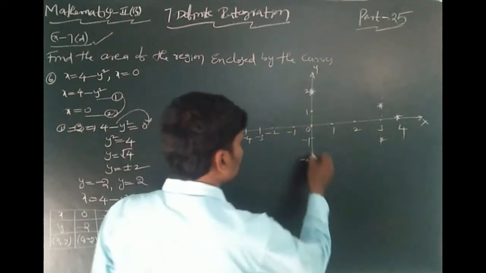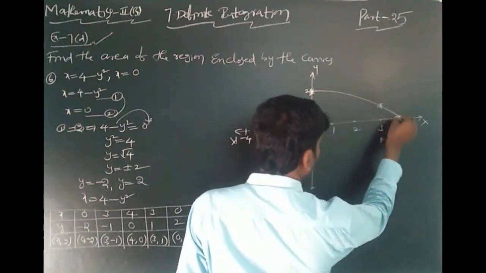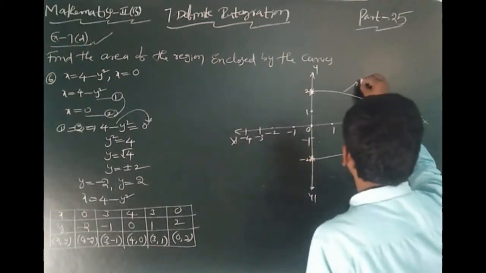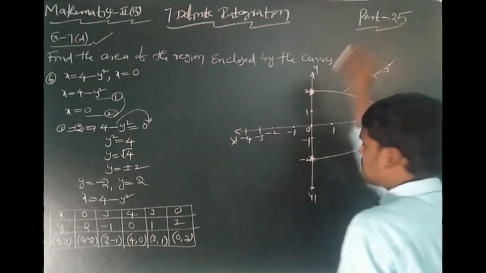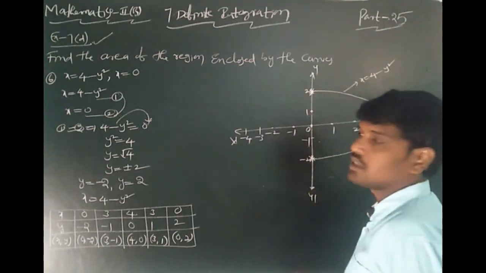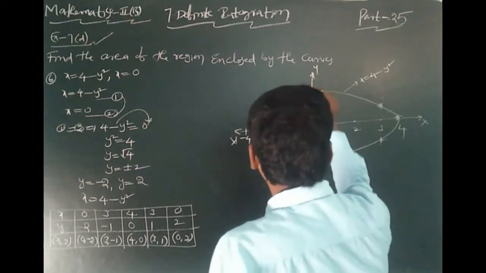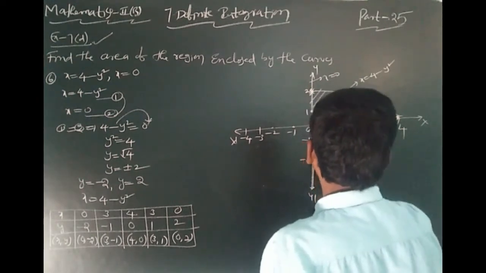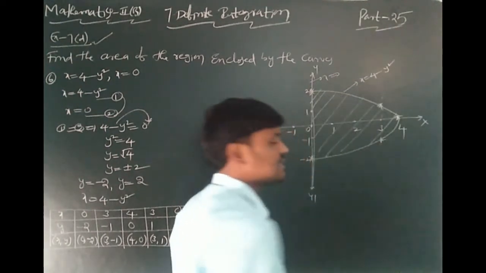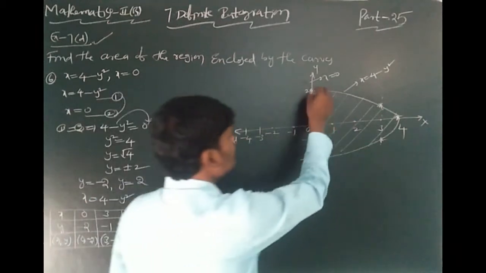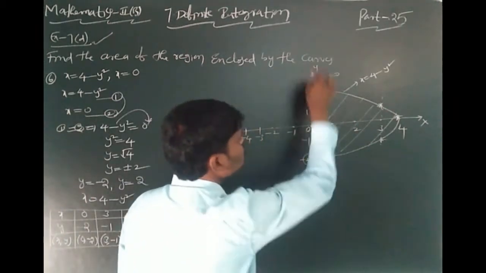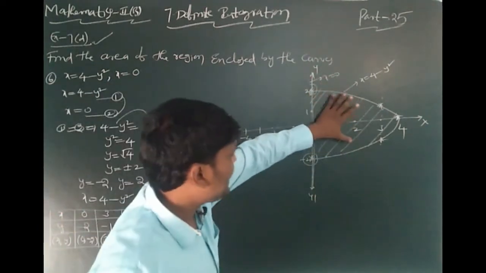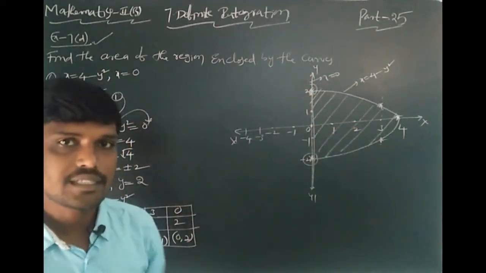Join all these points. You get what? You get this curve. What is this curve name? This curve name is x is equal to 4 minus y square. In this curve, x is equal to 0 lies on the y axis. This is x is equal to 0. This total is the area bounded by the curve in the interval minus 2 to 2. In this interval, this is the area. This curve lies on the x-axis.